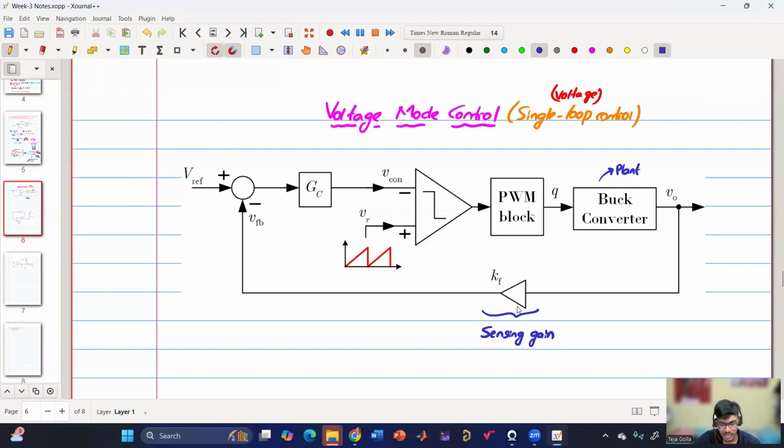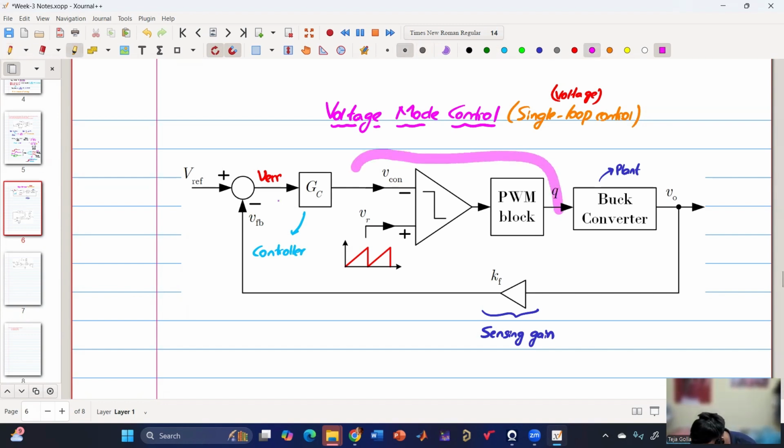So once this sensing gain is applied to V0, we'll get the feedback voltage, which is then subtracted from the reference voltage, and then we'll get the error voltage. This is our error voltage passed through a controller. This is our controller. And then we have discussed this in detail. This is the modulation technique.